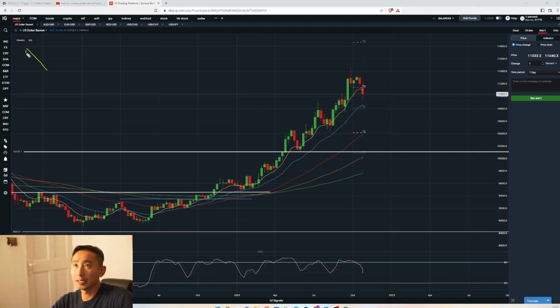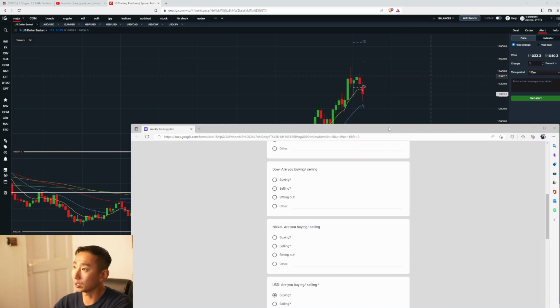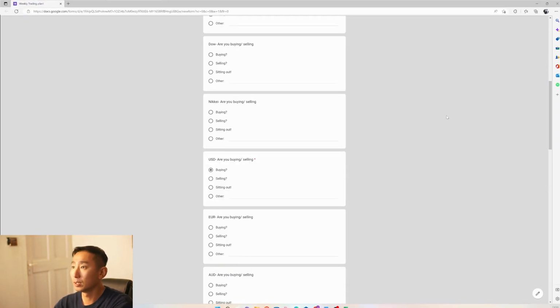Weekly, clear as day, this is an uptrend. So if I want to buy because of the weekly trend, so I want to be a buyer, what do I do? I actually made up one of these. You can see through here, US dollar, I want to buy, so I just click it. I want to be a buyer of the US dollar.